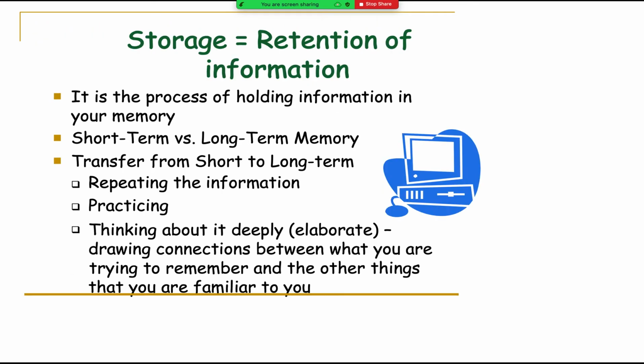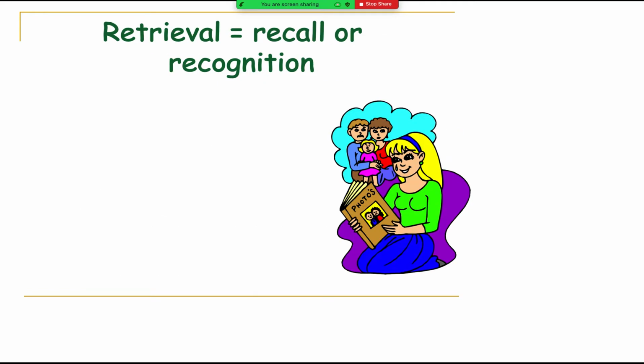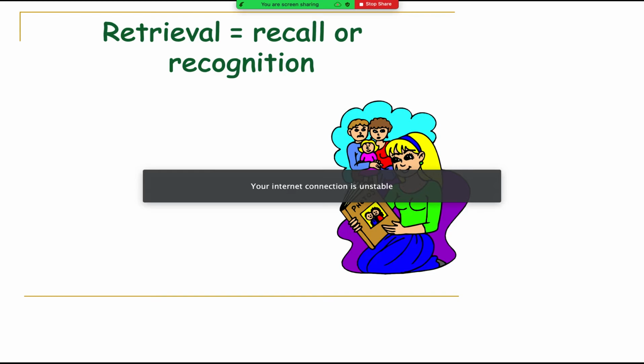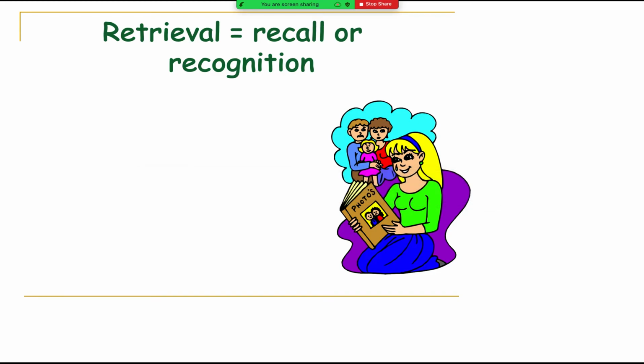One of the important things is how to retain the information, which is the storage. It can be short term, and later on, of course, go to the long term. In between, you have to keep on repeating that information at regular intervals. You have to practice it further and think about it deeply. If you keep on thinking about it deeply or elaborately by drawing connections, then that is where it will go into your permanent memory.